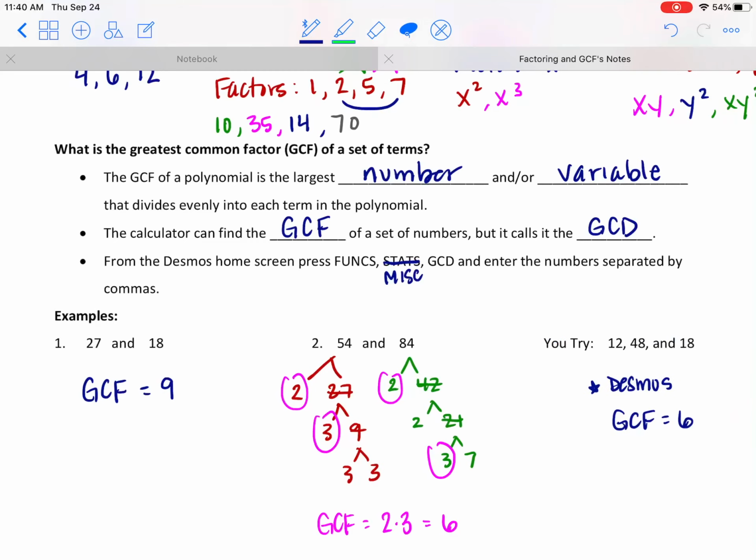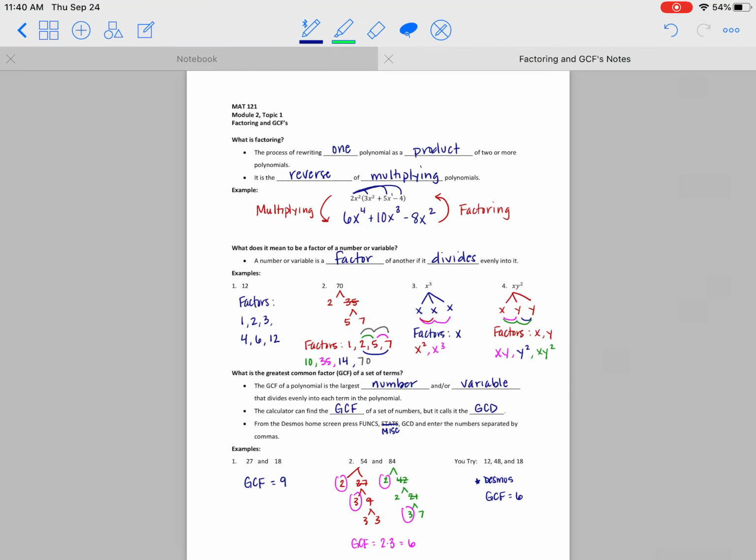Okay? Feel free to use the technology. That's why we have it, right? At this point in our math careers, I'm not testing if you can make a factor tree and circle some numbers in the factor tree. I want you to be able to use technology because we've got to move past that a little more quickly than making all those factor trees. Although, this is where it's coming from, okay? So, we've got some examples with just numbers in there.